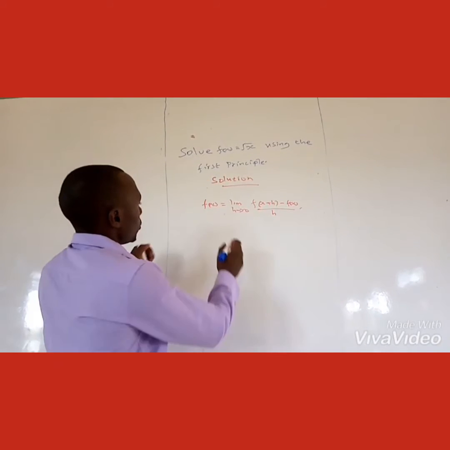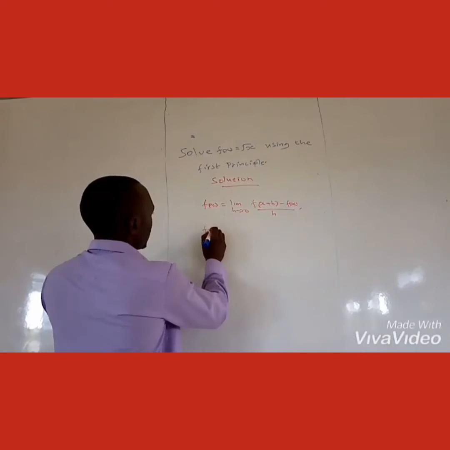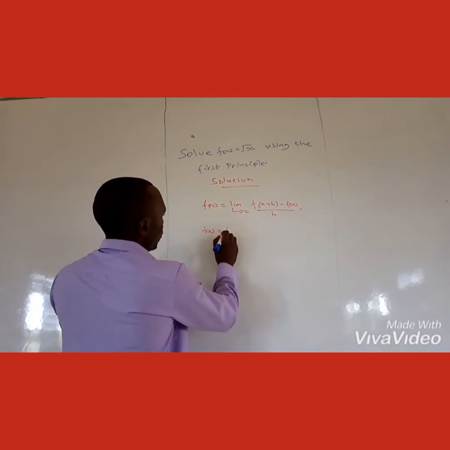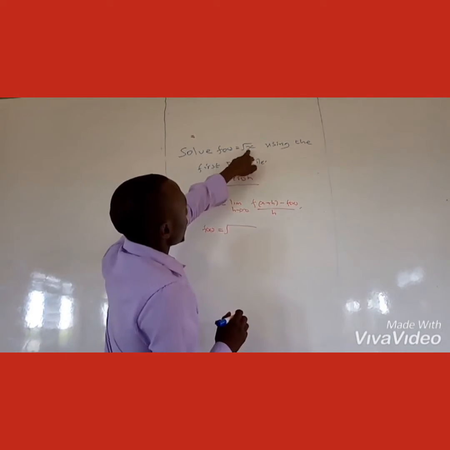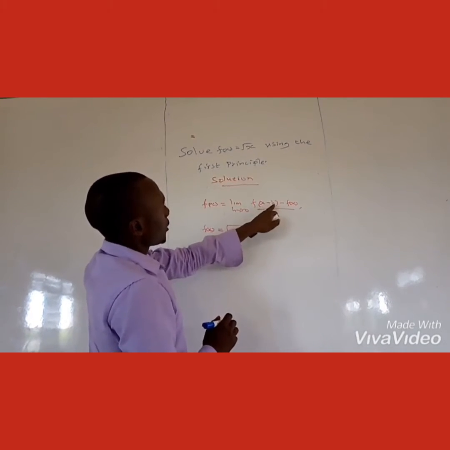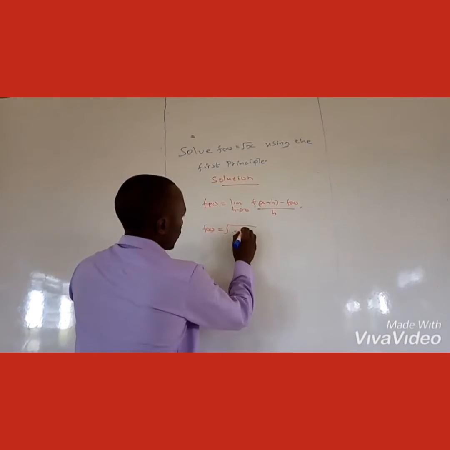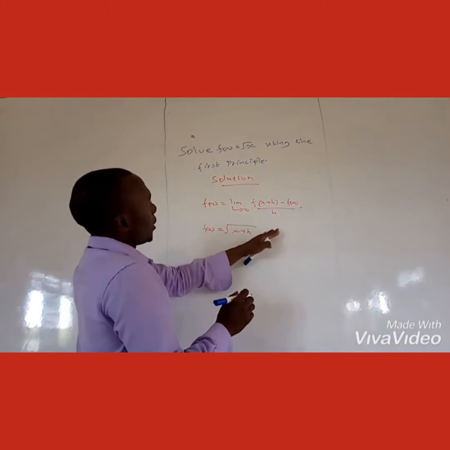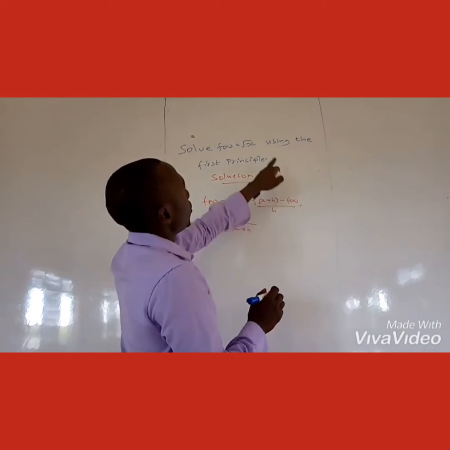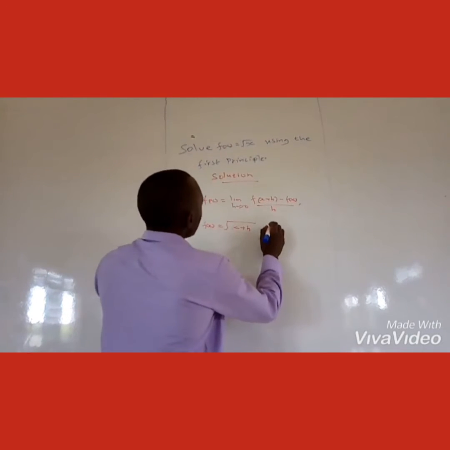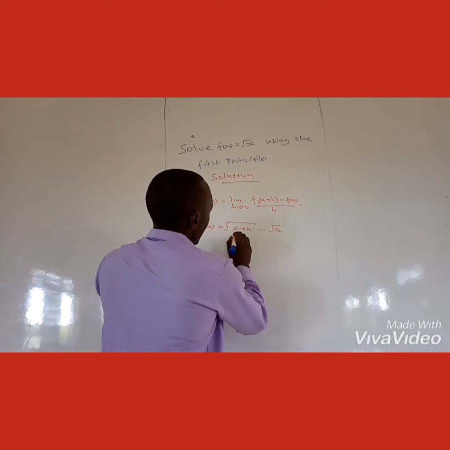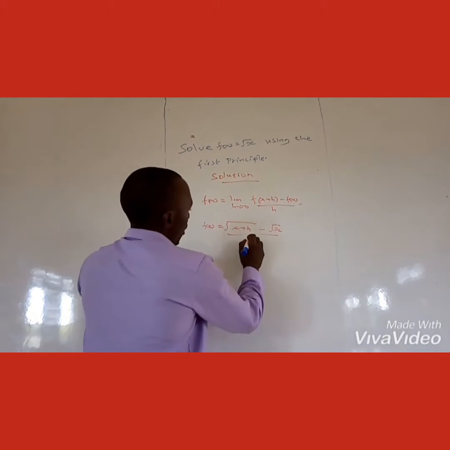So the question was f(x) is equal to the root of x. It is now x plus h, instead of x, x plus h, minus the original function, which was the root of x, minus the root of x, out of h.